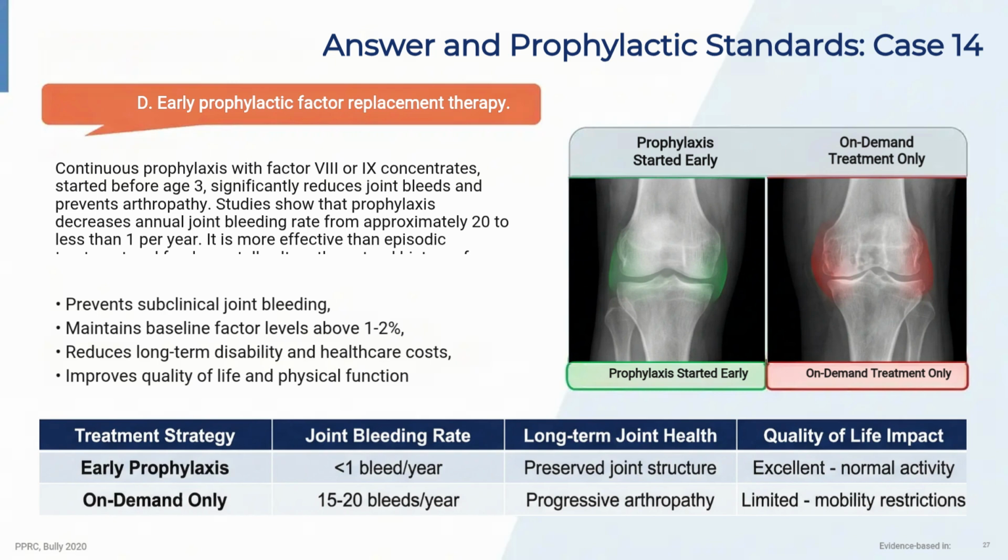Comparing treatment strategies. Early prophylaxis results in less than 1 bleed per year, preserved joint structure, and excellent quality of life with normal activity. On-demand only treatment results in 15 to 20 bleeds per year, progressive arthropathy, and limited mobility restrictions. Physical therapy is an important adjunct but cannot substitute for factor prophylaxis in preventing joint damage. Antifibrinolytic agents are useful for mucosal bleeding, not for preventing hemarthrosis.